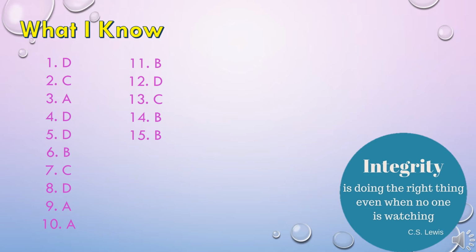1D, 2C, 3A, 4 and 5D, 6B, 7C, 8D, 9, 10A, 11B, 12D, 13C, 14 and 15B. So please count the total number of correct answers and write your score on the paper. And since this is a pre-test, class, just to let you know, the scores in this activity are recorded but actually not graded.